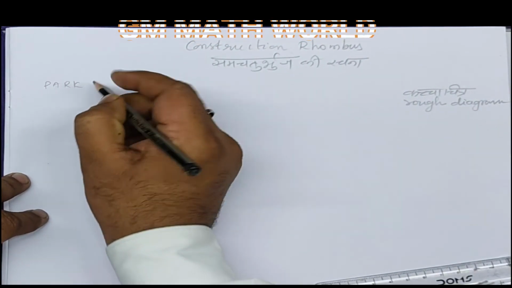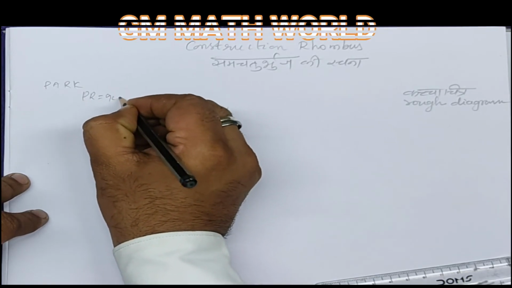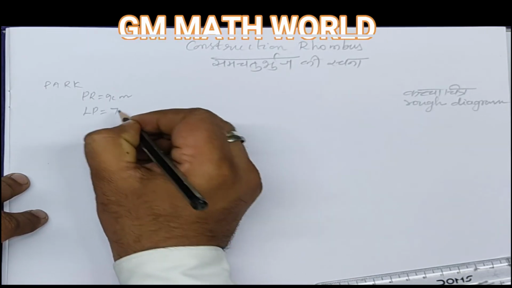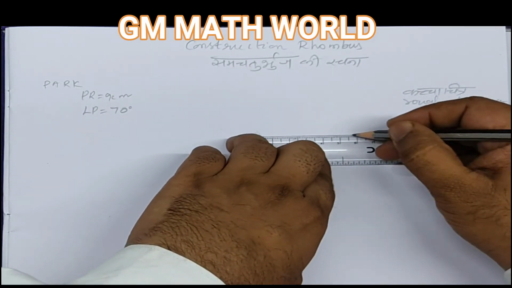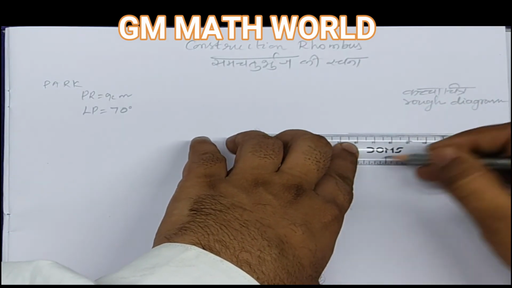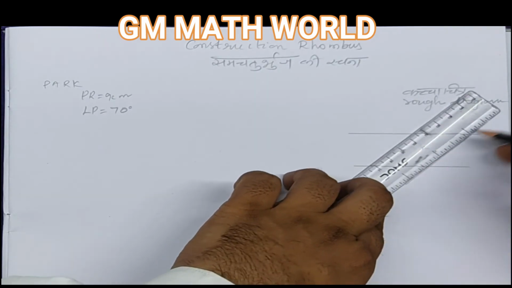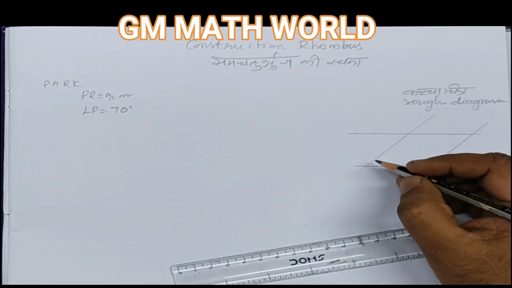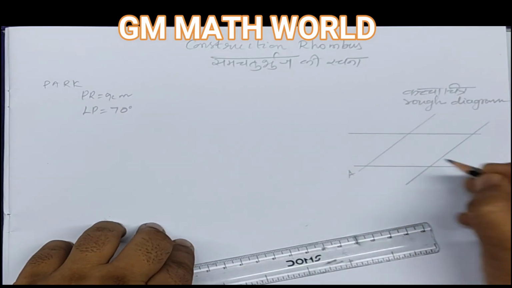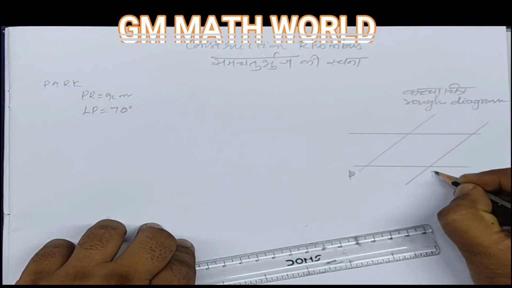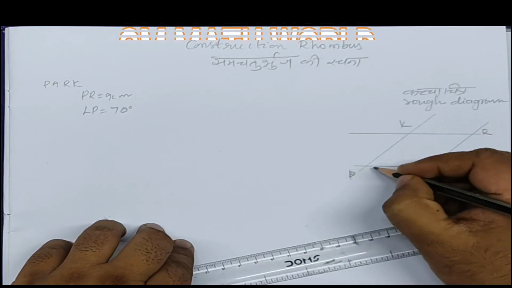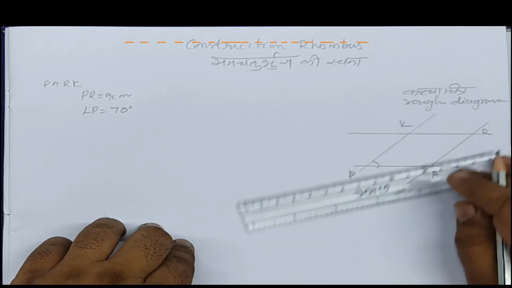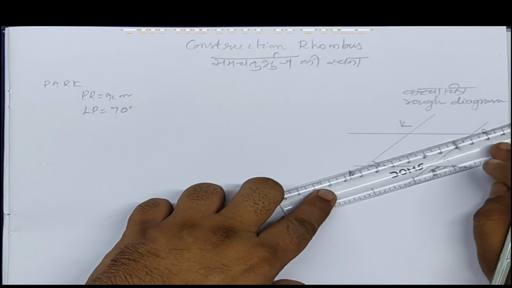In the next problem, construction of rhombus PARK. PR is 9 centimeter and angle P is 70 degrees. Now we again draw the rough diagram. Whenever the angle is given, and the diagonal PR is given, on that we have to draw the angles by taking half of the 70 degree.